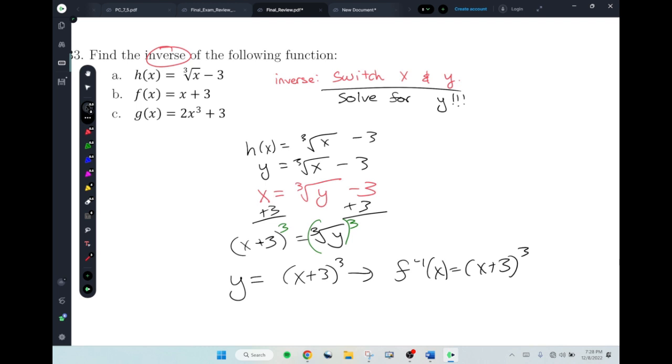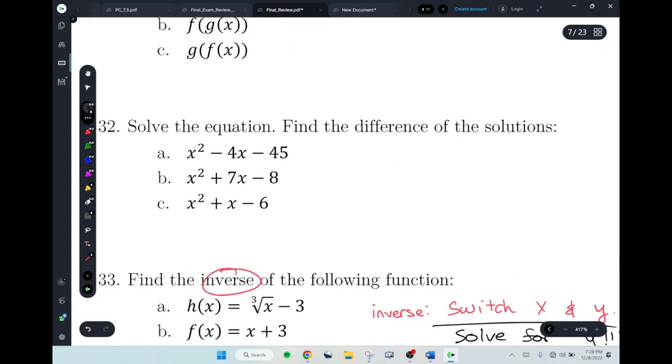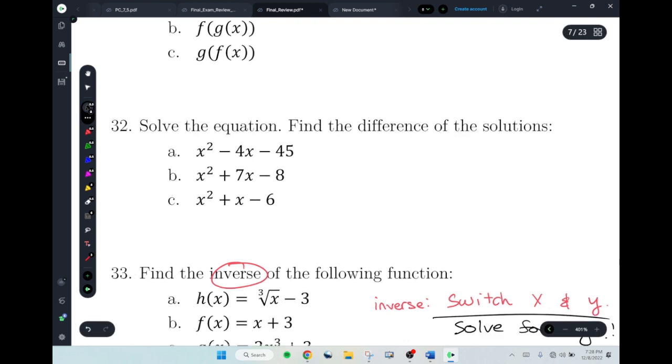Find some more problems. If you look at 32, it's to find the different solutions. Like you just have to find zeros, and then subtract them. Difference means subtract, right? X minus... Yeah, just subtract them. That's all. Once you get your solution, subtract. It's just a random question that's possible.